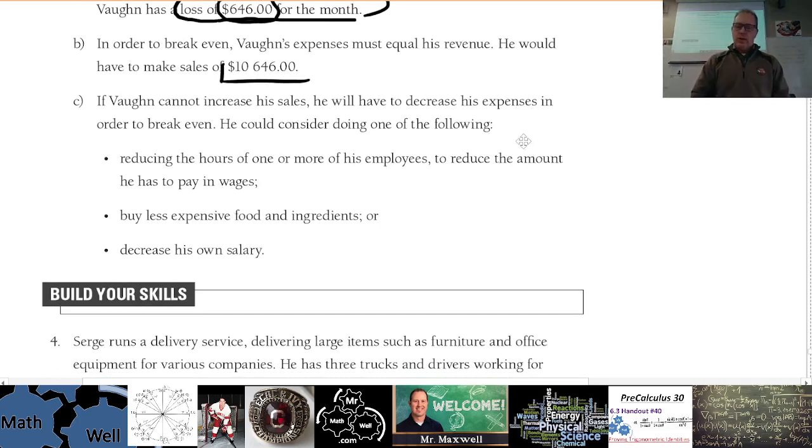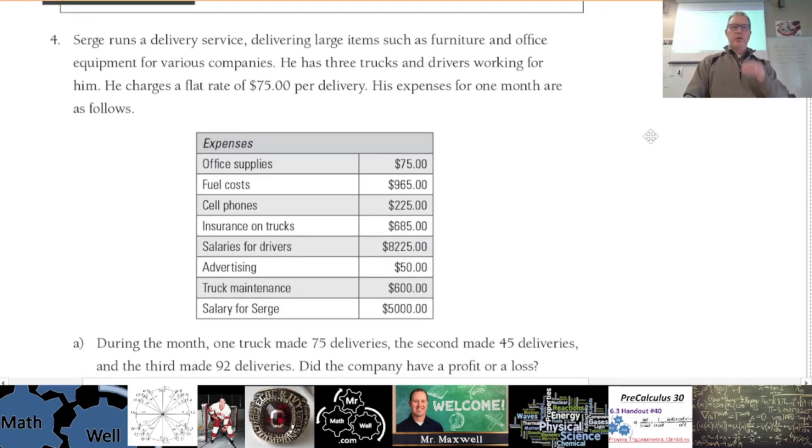So if the question asks for what kind of adjustments or to suggest a way for him to break even, you'd have to come up with some ways that he could shave off some expenses, okay? So reducing the hours of some employees, perhaps, buying less expensive food, decreasing his own salary perhaps, and that's what some business owners do, they decrease their own salary to break even sometimes, okay? So any questions on that one? All right. Okay, so Serge, you can do this question on your own about Serge running his delivery service.